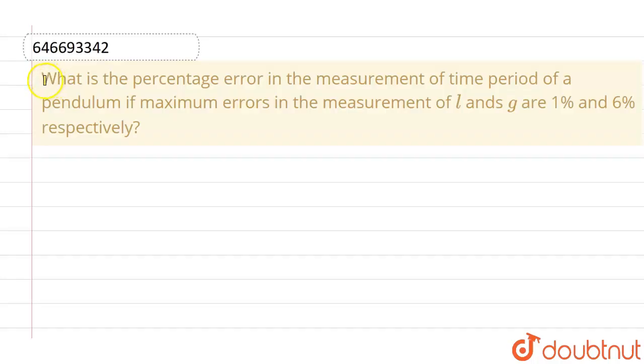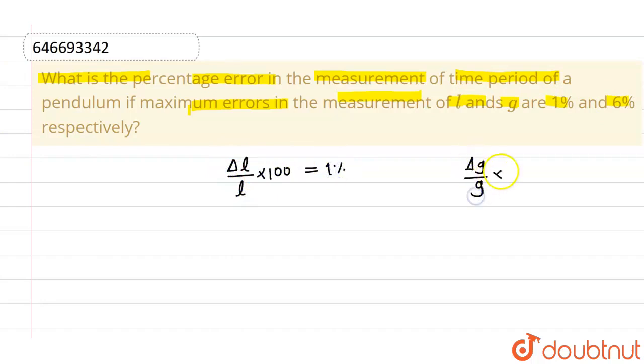If we talk about this given question, what is the percentage error in the measurement of time period of a pendulum if maximum errors in the measurement of L and g are 1% and 6% respectively? So what we are given is delta L by L into 100, which is nothing but 1%, and similarly we are given the value of delta g over g into 100, which is nothing but 6%. Now we have to find out the maximum percentage error in time period.